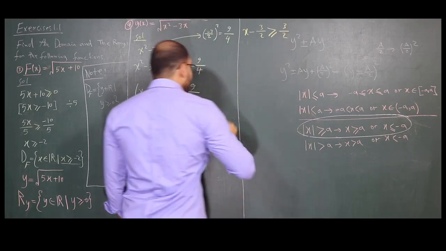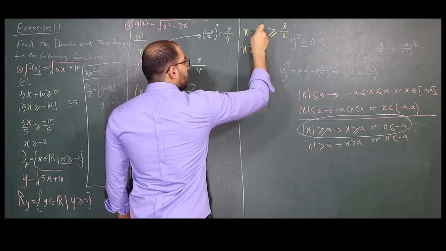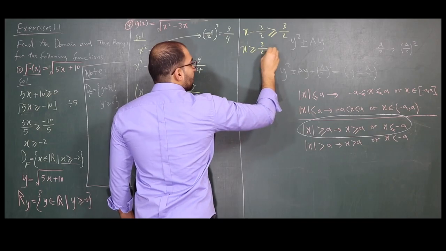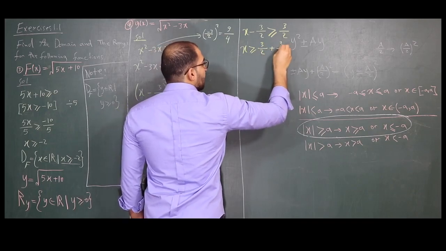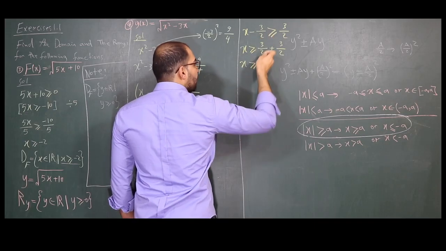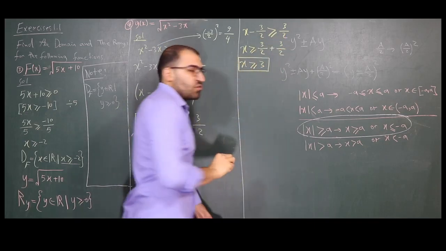And x, I'm going to move this to the other side, so I can get 3 over 2 plus 3 divided by 2. So x should be greater than or equal to half of 3 plus half of 3, which should be 3. So this is construction number 1.